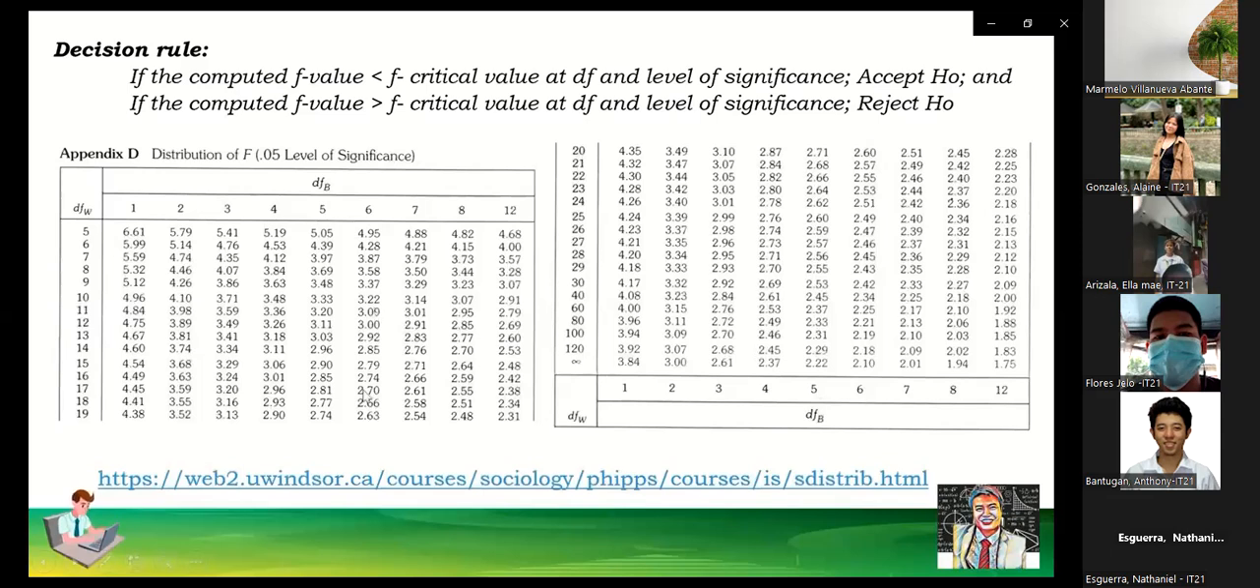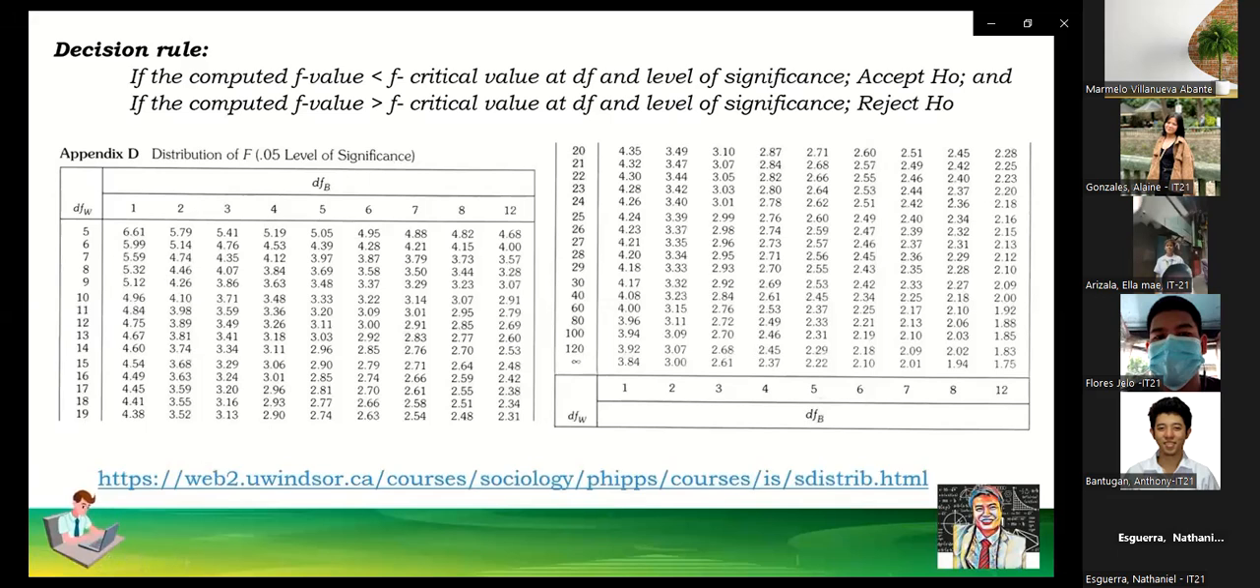Since this lesson is related to research, the level of significance most commonly used is 0.05. So we will just use this table. This is the source I got this table from, but I will put the link in the description below.